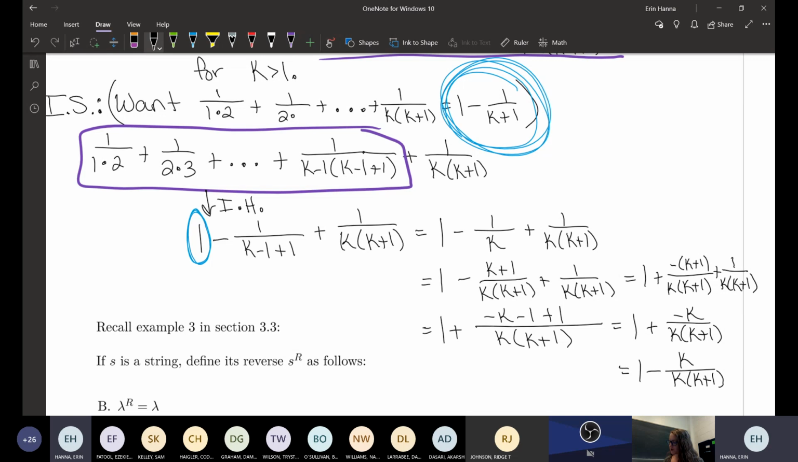It's essentially saying all of the terms up to the k minus 1 term. So what I'm doing is taking what we're saying that's equal to and replacing that purple block with it. I'm not just replacing that purple block with 1, I'm replacing it with 1 minus 1 over k minus 1 plus 1, because that's what the inductive hypothesis says that purple block is equal to. Hopefully that makes sense.